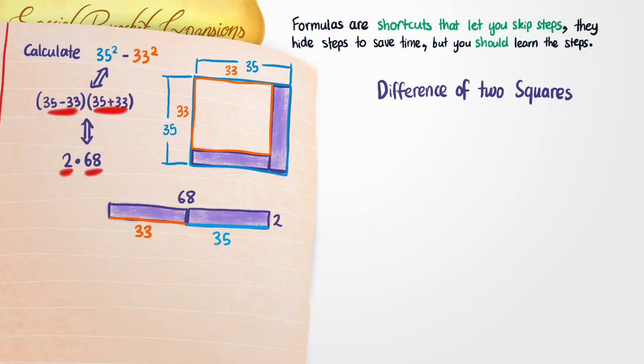Now again, I don't really care what the value is, but we might as well find it. 2 times 60 is the same thing as 120, plus 2 times 8, which is 16. 120 plus 16 is 136. And then, just like that, we found the difference of these two squares over here. We didn't have to calculate them, all we had to do is multiply these two numbers, and we got to the final answer. And you better bet that these are going to be the exact same steps we repeat in the general case. So let me just write out the general case.